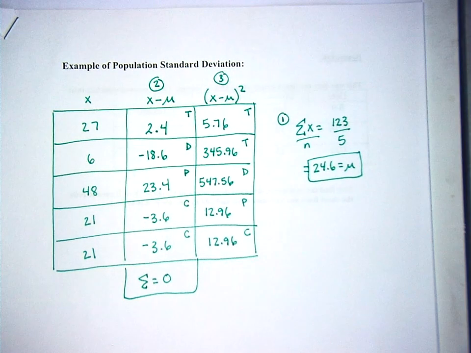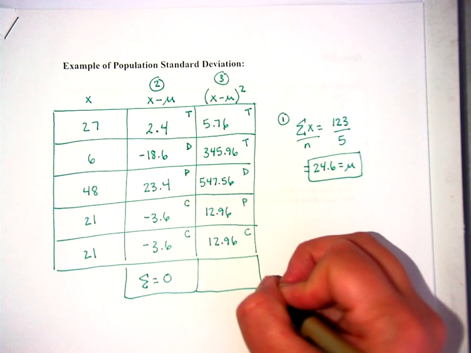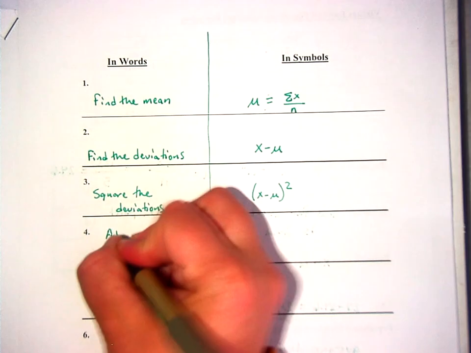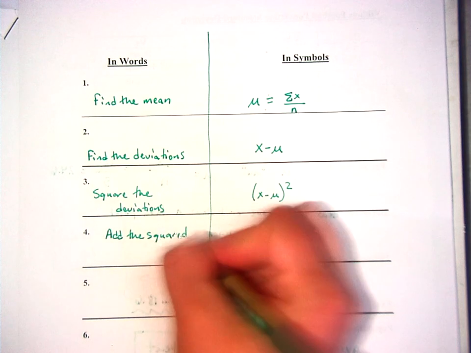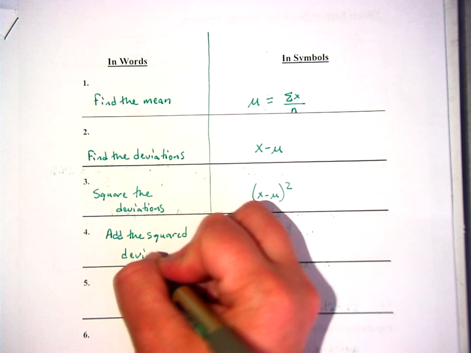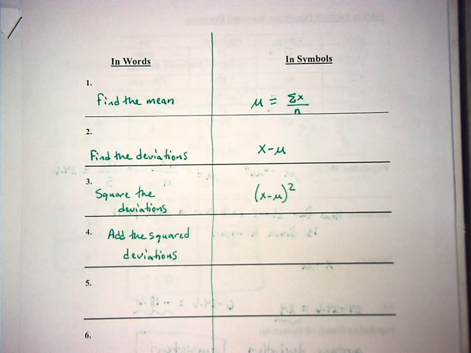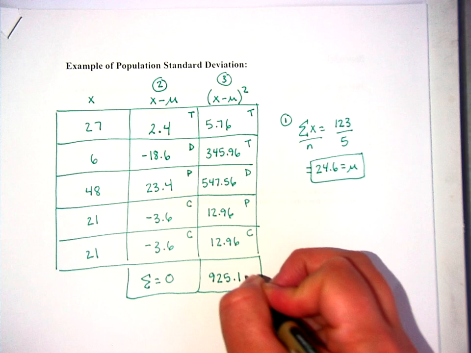We'd add them all up, and then we divide by how many we have, right? Okay, so we're going to add them all up. Chevelle, go for it. And over here, I'm going to write: add the squared deviations. We got 925.19.